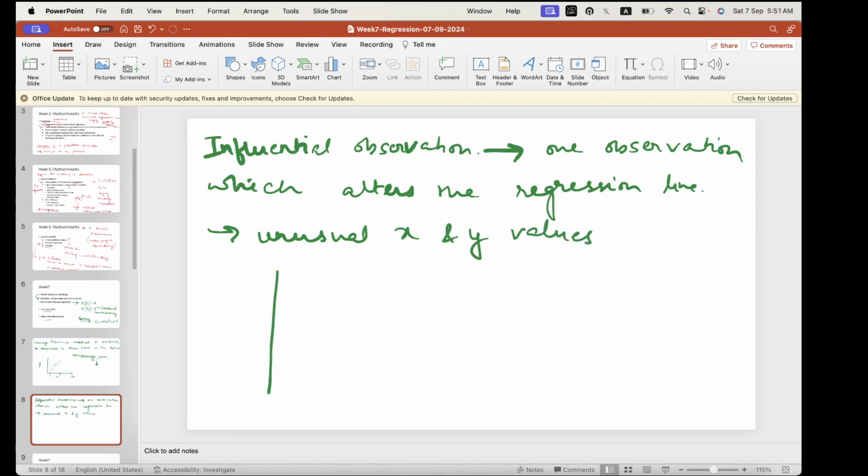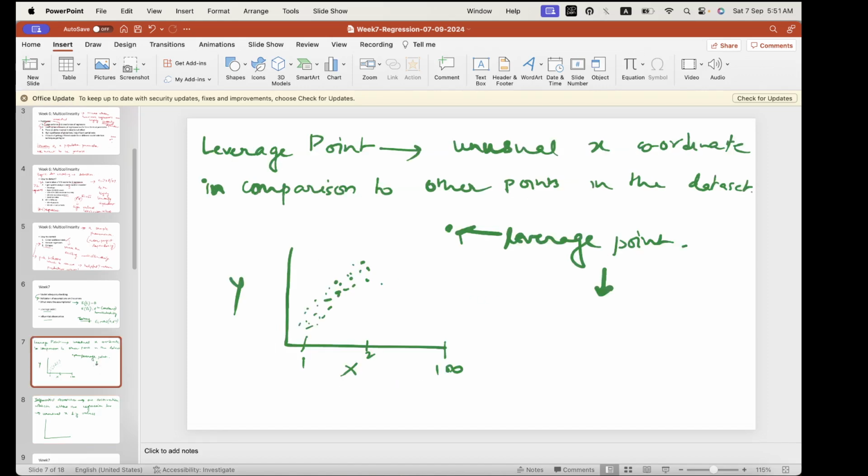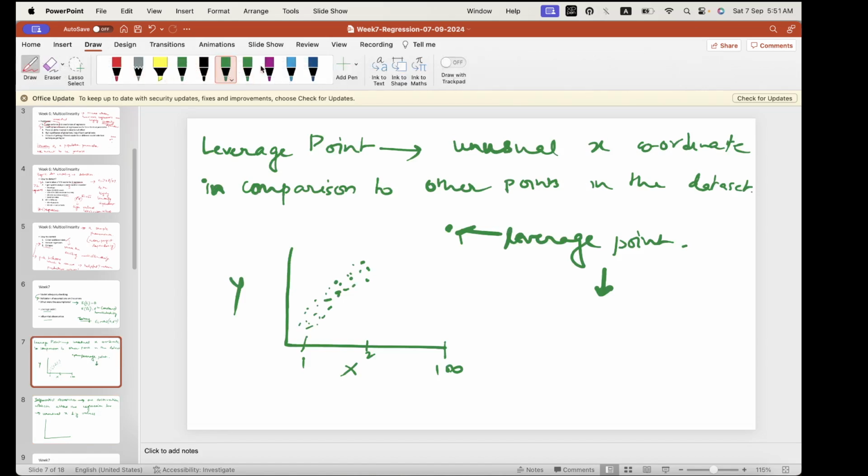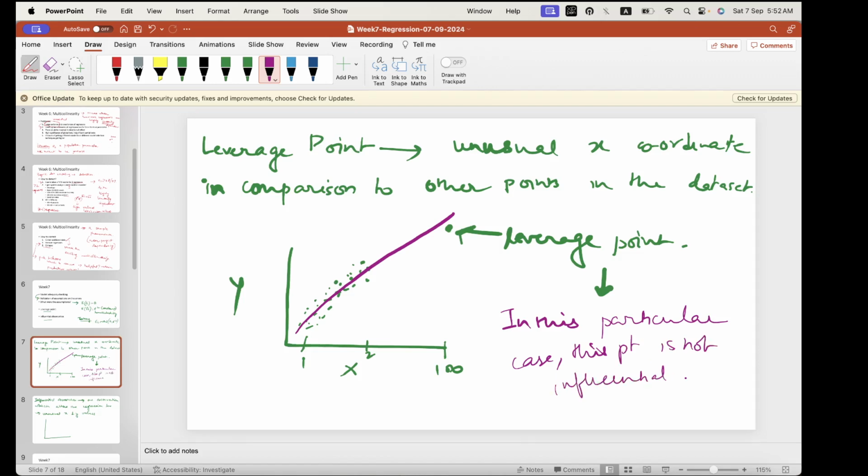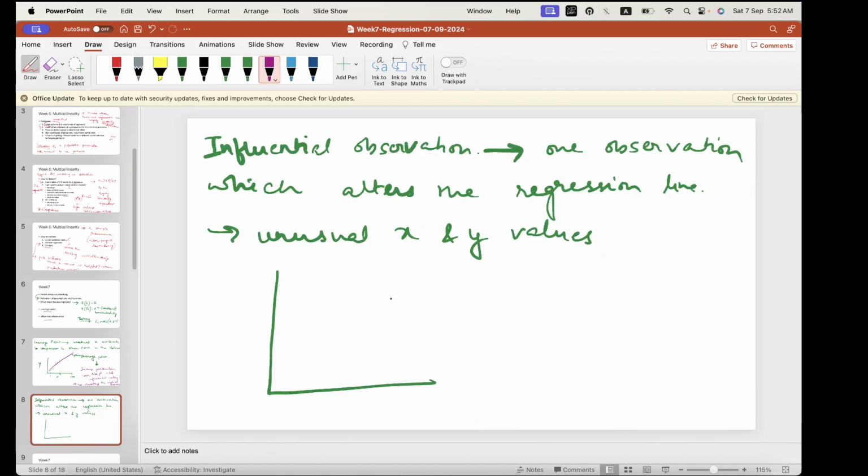Okay, so let's say this is the thing. In the previous example, if the regression line is this, then we can say that this point is not influential, because it is not distorting the original regression. But if we have an influential observation, it is bound to alter the regression line.